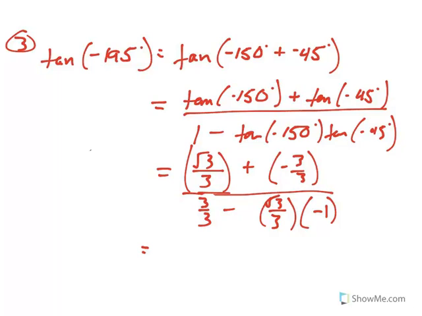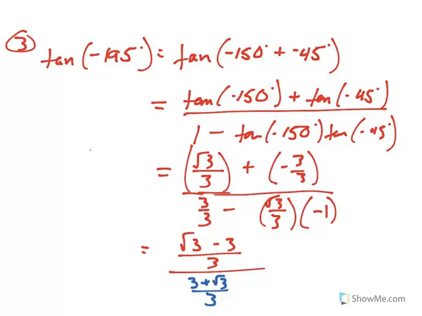In the numerator, square root of 3 over 3 plus negative 3 over 3 is going to be square root of 3 minus 3 over 3. In the denominator, when you multiply these together, it's just going to be negative square root of 3 over 3. When you're subtracting a negative, it's like adding a positive. So that means we're going to have 3 plus the square root of 3 over 3.